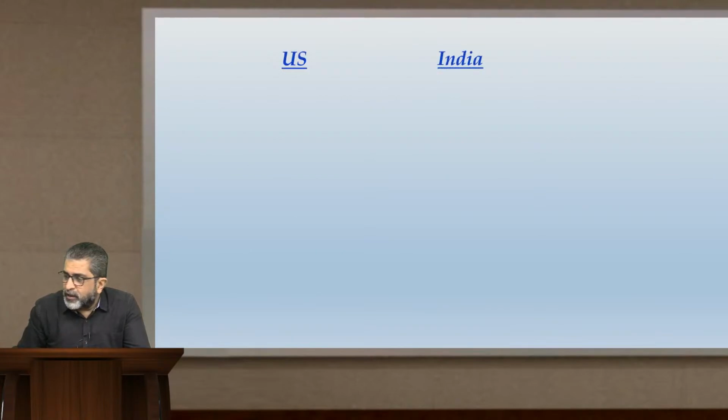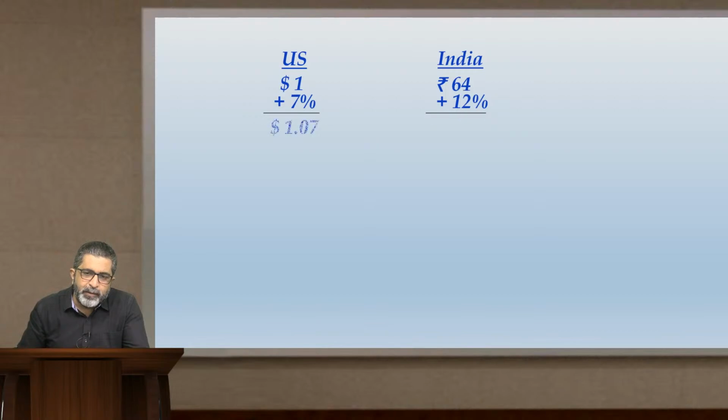So as I said, US, I am the resident of US holding $1. You are the resident of India holding rupees 64. I am investing US dollar at 7%. You are investing 64 rupees at 12%. After 1 year, wealth in my hand will be $1.07. Wealth in your hand will be 71.68.